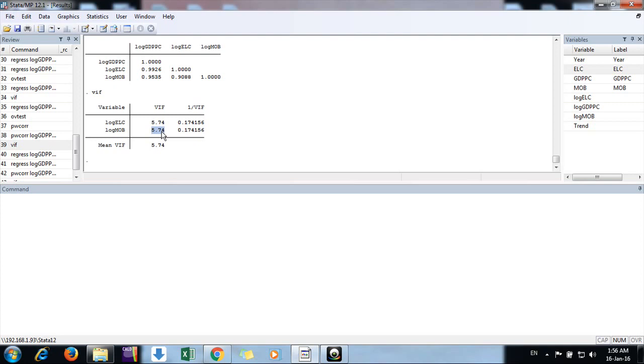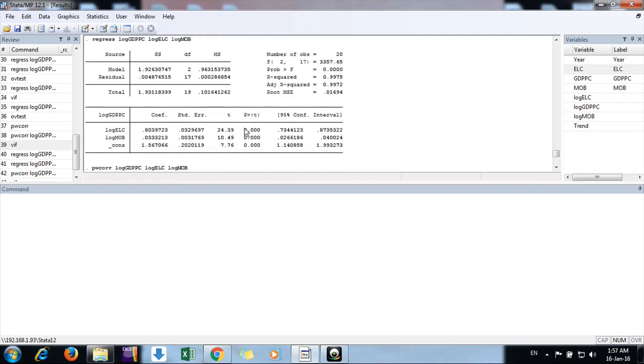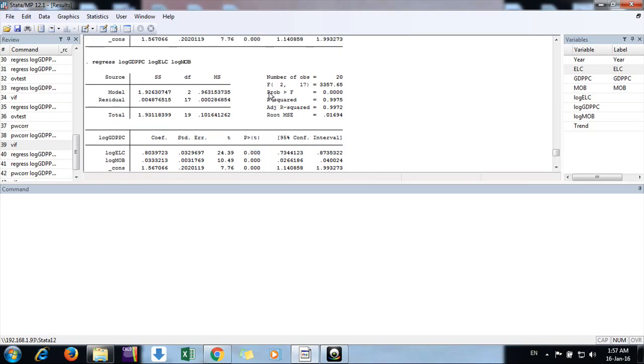Similarly, if we just want to explain what multicollinearity is, we can simply say that if there is a linear association between two or more predictor, explanatory or independent variables, then we can say there is multicollinearity. But here we are not seeing any such situation, because VIF is less than 10, the rule of thumb. Individual coefficients are also significant, along with the p-value of the F statistic and R square.